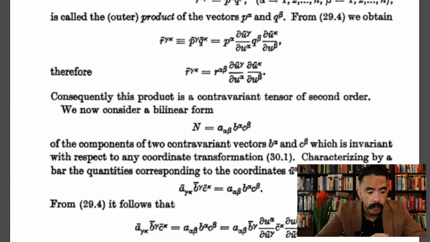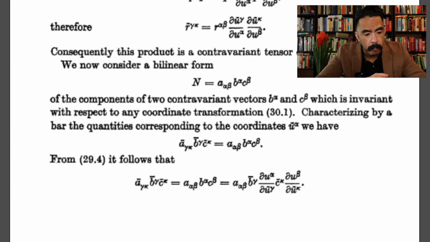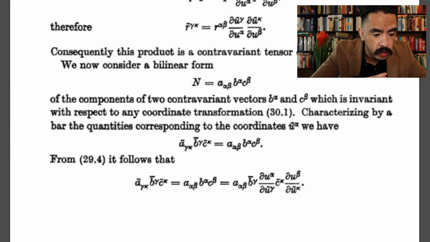We now consider a bilinear form capital N equal to A sub alpha beta times B alpha times C beta of the components of two contravariant vectors B alpha and C beta, which is invariant with respect to any coordinate transformation as previously given. Characterizing by an over bar the quantities corresponding to the coordinates U over bar alpha, we have that A over bar sub gamma kappa times B over bar superscript gamma times C over bar superscript kappa is equal to A sub alpha beta times B superscript alpha times C superscript beta.